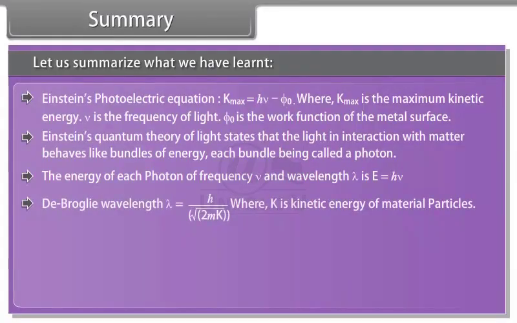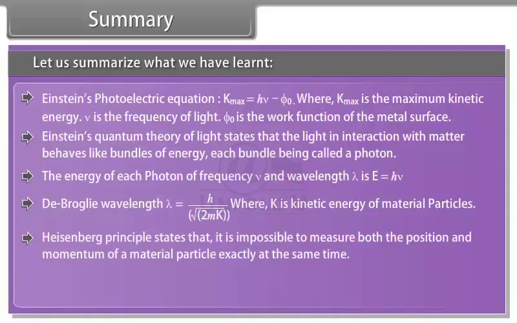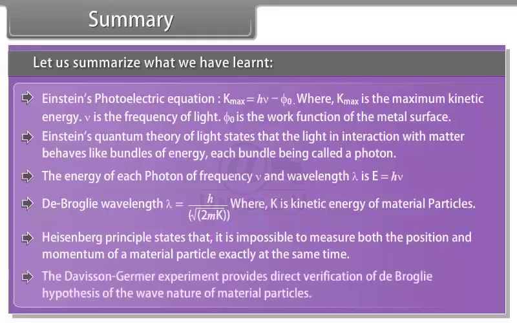De Broglie wavelength lambda is equal to h by square root of 2mk, where k is kinetic energy of material particles. Heisenberg principle states that it is impossible to measure both the position and momentum of a material particle exactly at the same time. The Davisson-Germer experiment provides direct verification of de Broglie hypothesis of the wave nature of material particles.